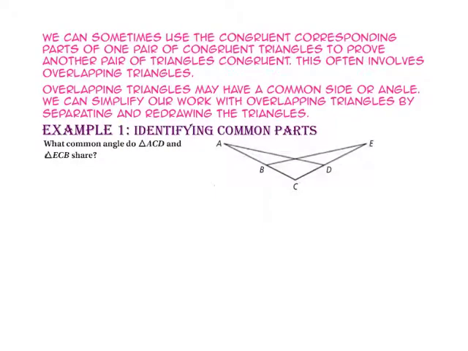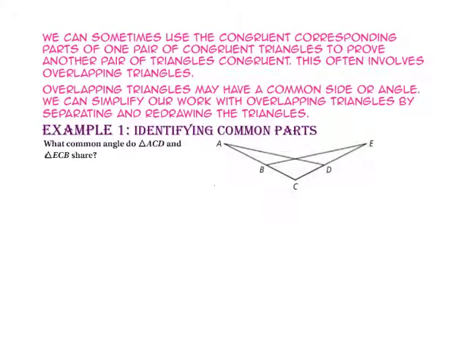We can sometimes use the congruent corresponding parts of one pair of congruent triangles to prove another pair of triangles congruent. This often involves overlapping triangles. Overlapping triangles may have a common side or angle. We can simplify our work with overlapping triangles by separating and redrawing the triangles.